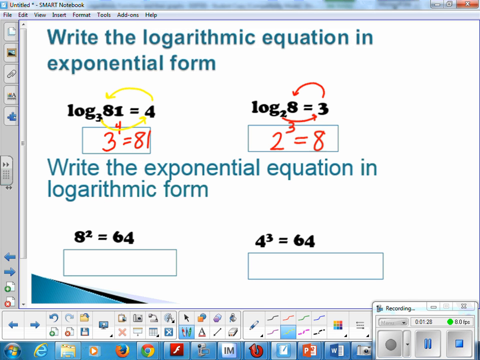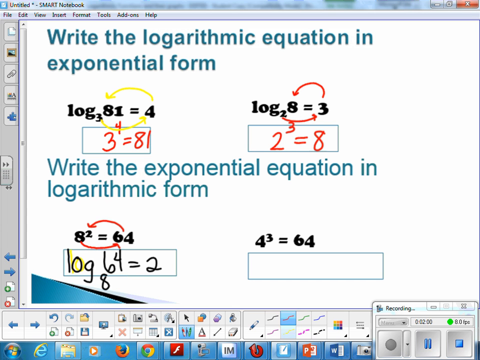Okay, so if I want to turn my exponential function into a log, what do you do first? Log. Very good. You have to write log. So log base 8 of 64. Perfect. Very good. And in this case, the base 8 to the power of 2 is equal to 64.